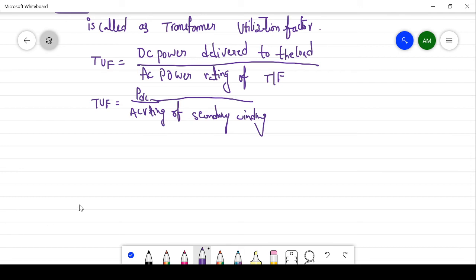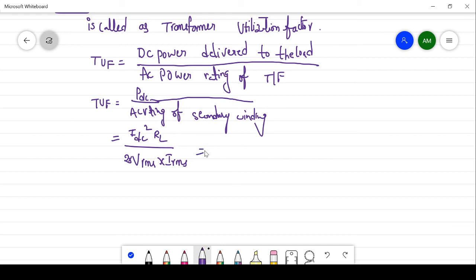Okay, so here the PDC is nothing but, in terms of current, IDC square into RL, by the AC rating of the secondary winding, that is 2 VRMS into IRMS. Normally for the half wave rectifier we are using a step down transformer, no? So at that time the AC rating of the secondary winding is VRMS into IRMS. So here we are using a center tap transformer, so the AC rating of the secondary winding is 2 VRMS into IRMS here.